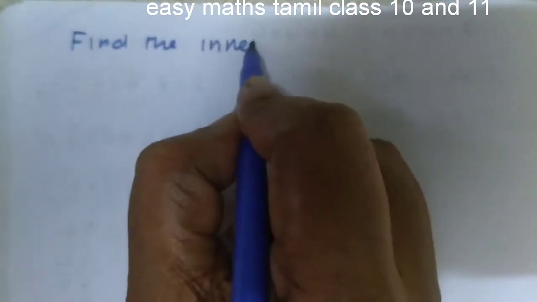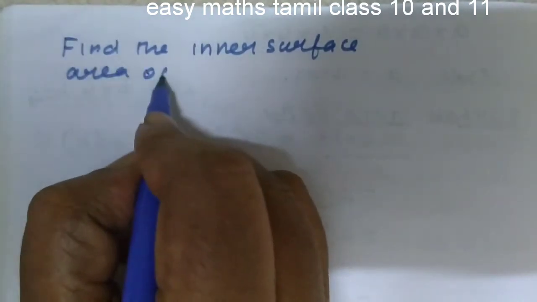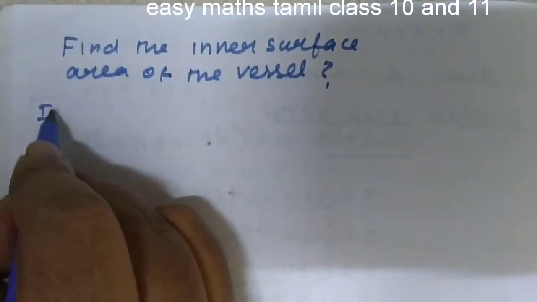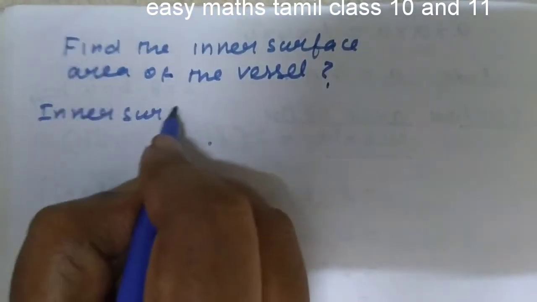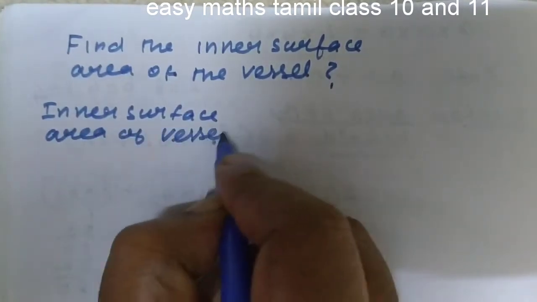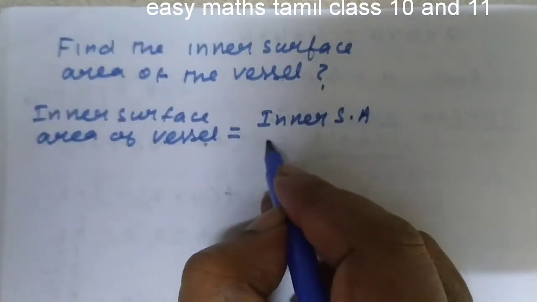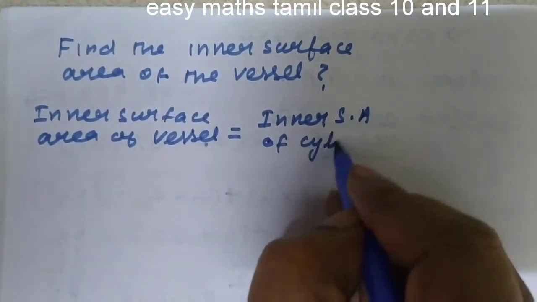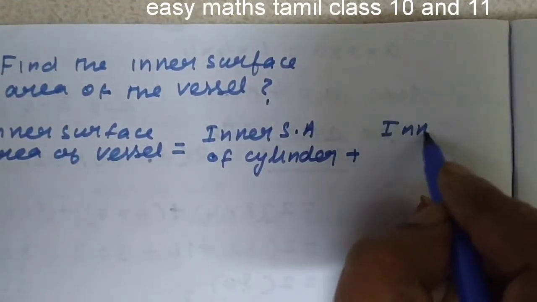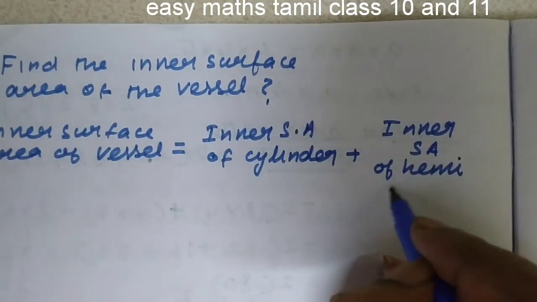Find the inner surface area of the vessel. What we have to find in this problem is the inner surface area of the vessel. Inner surface area equals inner surface area of the cylinder plus inner surface area of the hemisphere. What is the inner surface area of the cylinder? It's nothing but the curved surface area of the cylinder. We have to substitute the formula for curved surface area of the cylinder as 2 pi rh.